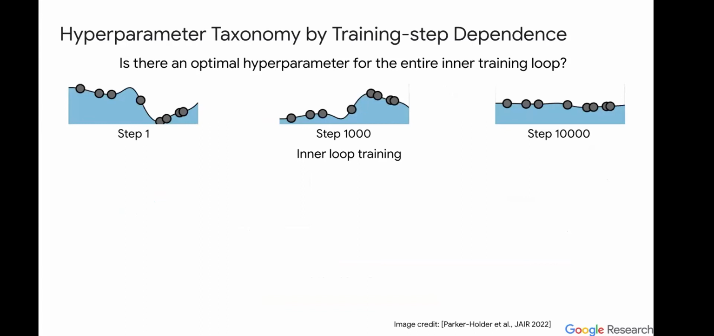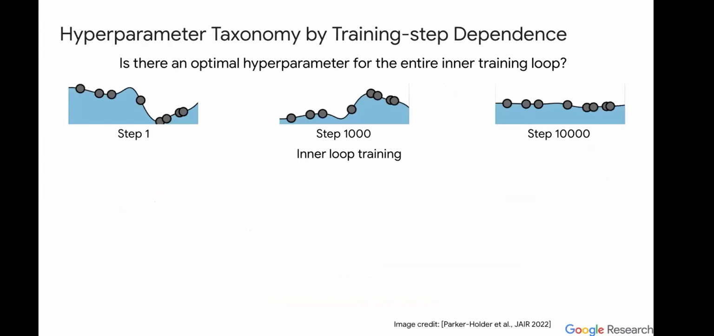So the other way to look at the hyperparameter taxonomy is by training step dependence. Are they stationary or non-stationary? In other words, if I train my reinforcement learning agent, is there one value of that parameter that's constant for the duration, or does it need to change with the context of training?